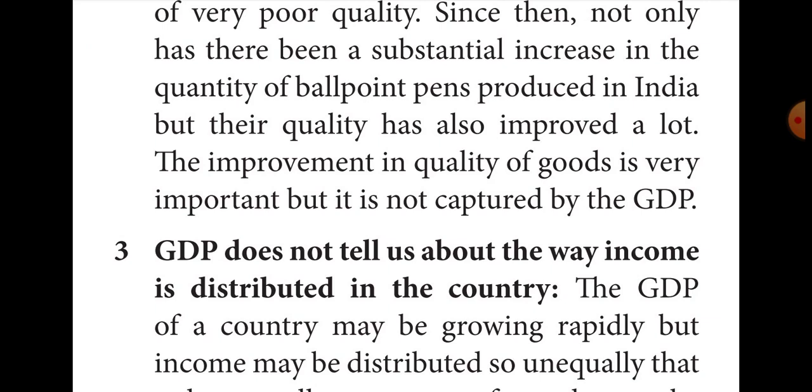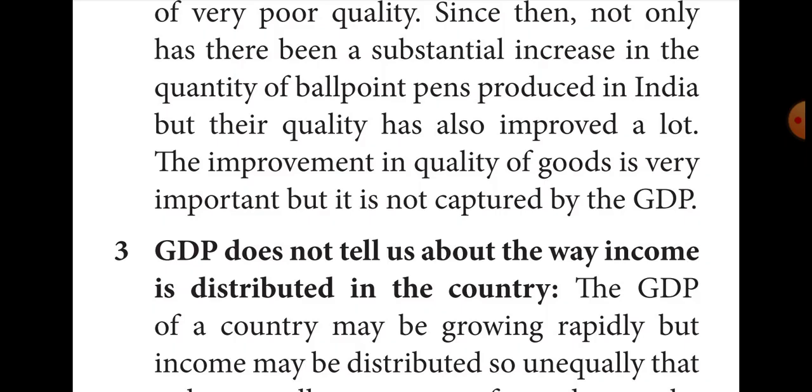Then the last one is, the GDP does not tell us about the kind of life people are living. It does not tell us about the living standard of people. That means a high level of per capita real GDP can go hand in hand with very poor health conditions of the people.